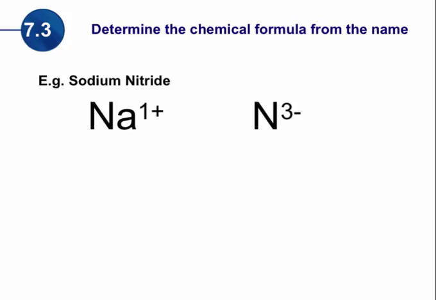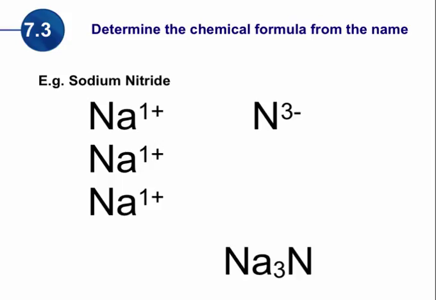And now we do as we did before, get some more sodium. So the charges are balanced. We have 3 plus in the sodium, 3 minus in the nitrogen, and our formula then is Na3N, sodium nitride.